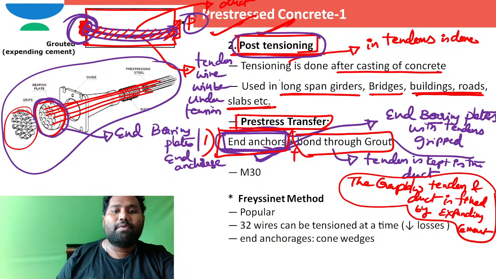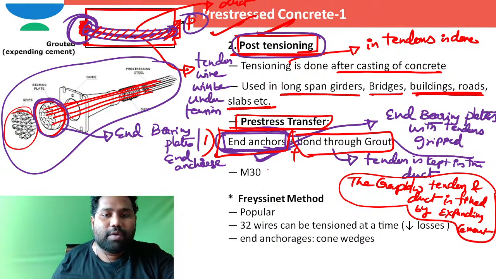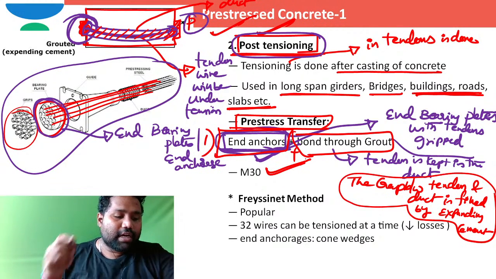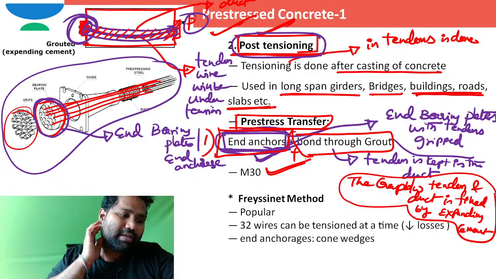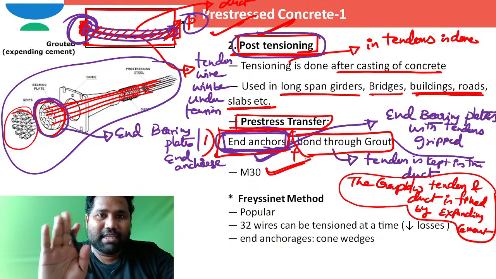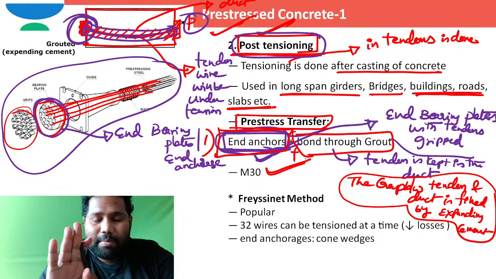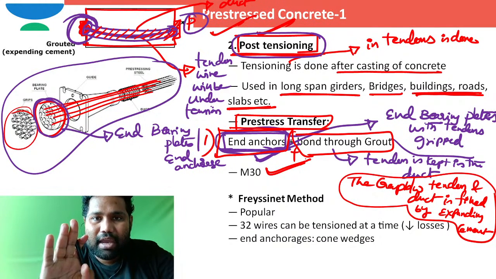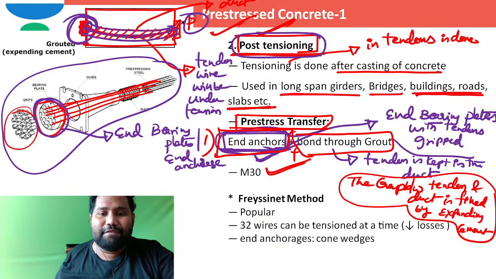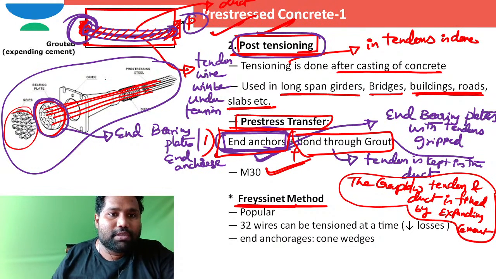In case of post-tensioned concrete especially, what is the minimum grade of concrete that we can use? The minimum grade of concrete that I can use is M30. In post-tensioned concrete there are several methods in the market. Out of so many methods, the best method that we can employ for lesser losses is the Freyssinet method. This Freyssinet method is more popular. I hope you are able to see this one.